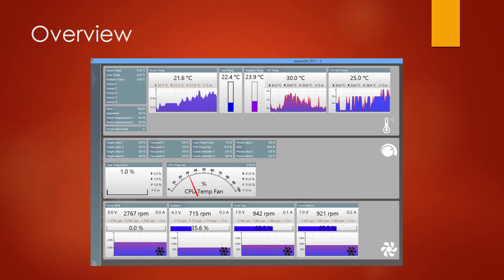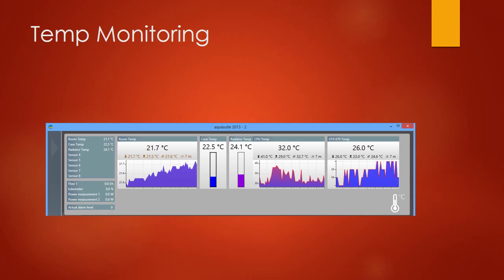So here we have an overview page that I set up. It has a number of key metrics that I like to monitor when I'm looking at my computer, and I'll go through each one of the sections individually.